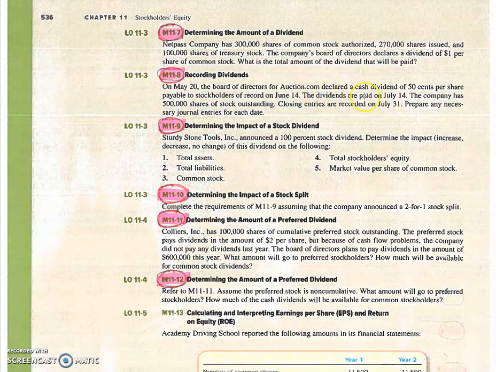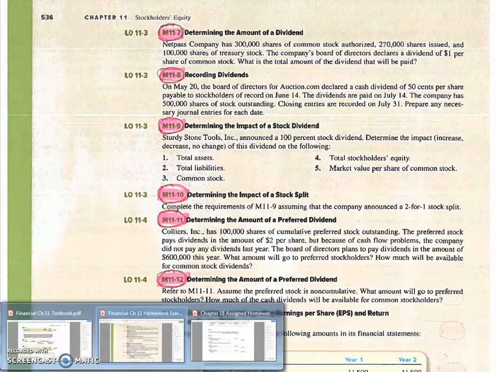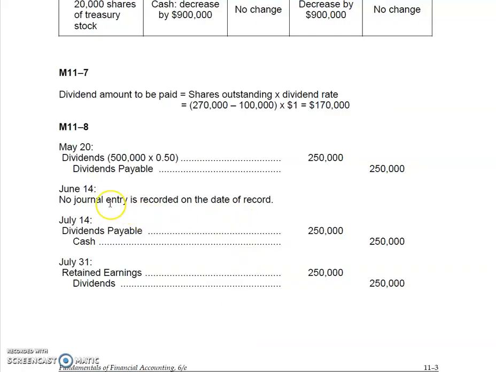To be paid on July 14th. So that's the payment date. On that date, we debit dividends payable, credit cash for the $250,000. So July 14th, debit dividends payable, credit cash when we pay the dividend. So we have fulfilled that liability there.